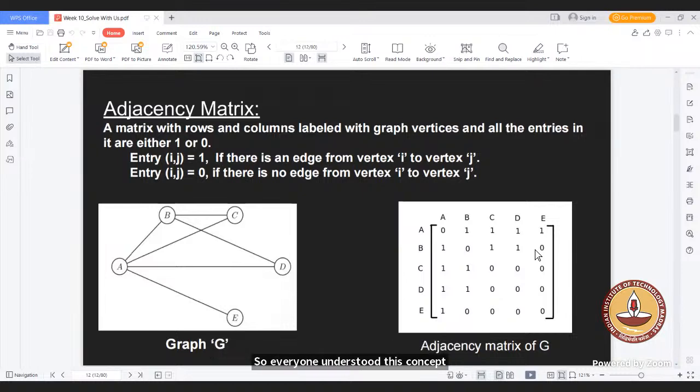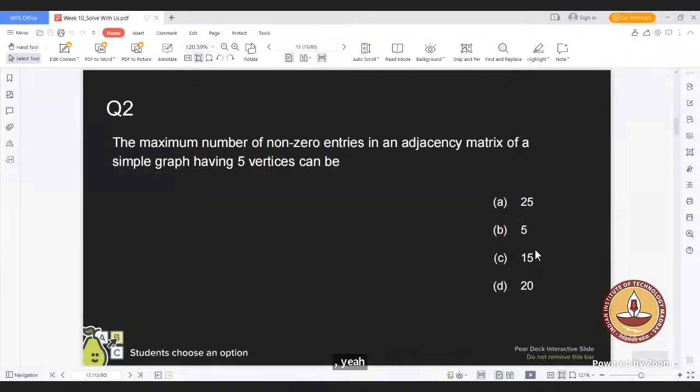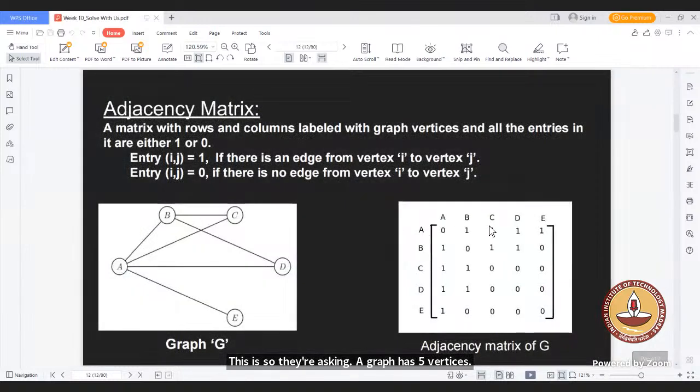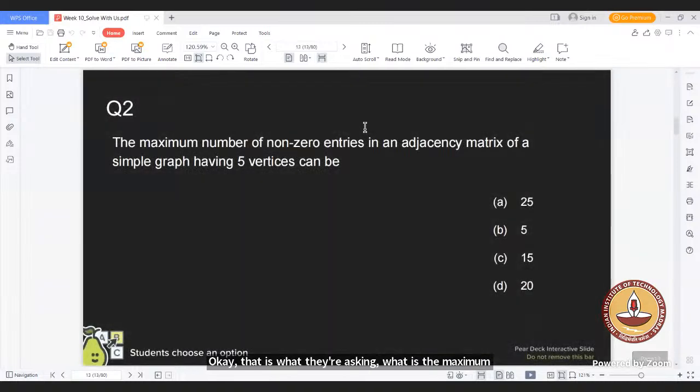So from this concept, we'll see the maximum number of non-zero entries in the adjacency matrix of a simple graph having 5 vertices. They're asking: a graph has 5 vertices, so what can be the maximum number of non-zero entries? That is, how many ones can there be? That is what they're asking. You're getting the question? So I request everyone to solve this question. If you have any doubts, you can unmute and ask.